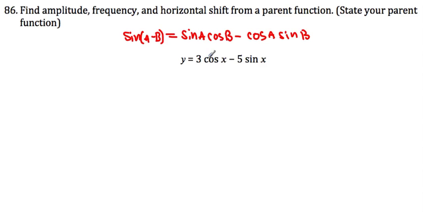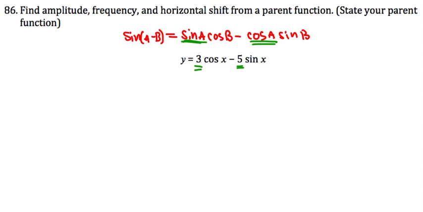Now you will see that sine of A corresponds to 3. I understand the value of the sine of A cannot be equal to 3, but it corresponds to 3, while cosine of A corresponds to 5. And sine of B corresponds to x.